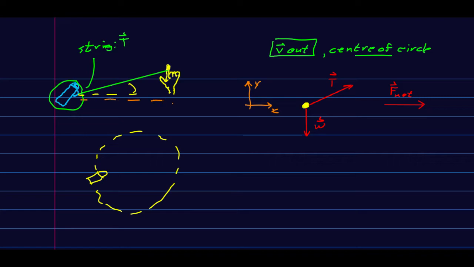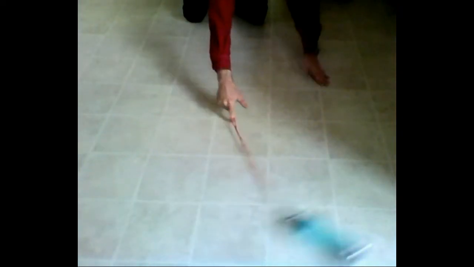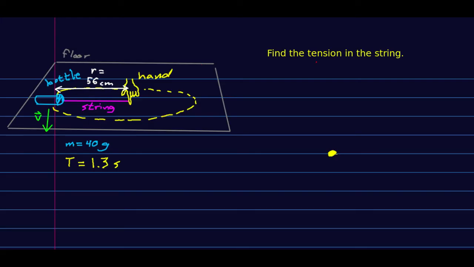In particular, the first thing you have to think about is the radius of this circle. Let's watch me swinging this bottle around again, but this time I'm swinging it around on the floor. And one thing about this time is that the bottle is rolling on the floor. So the main friction on it should be rolling friction. That's generally quite small, and so we're going to ignore it. So let's now find the tension in the string.